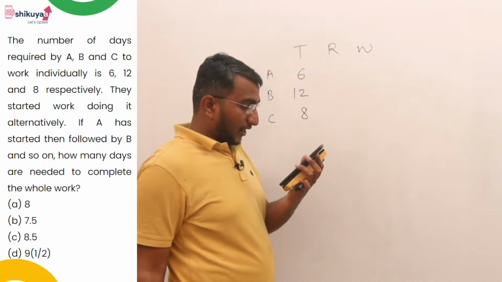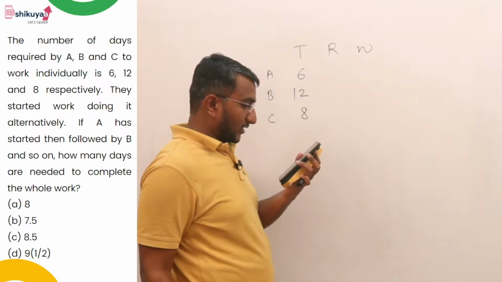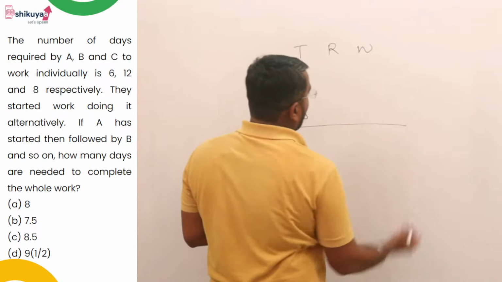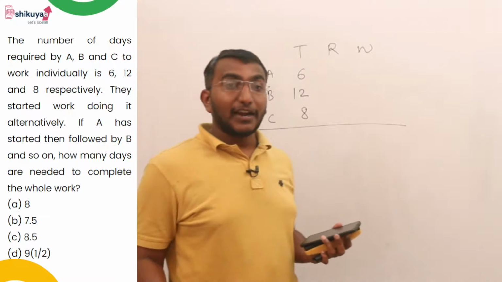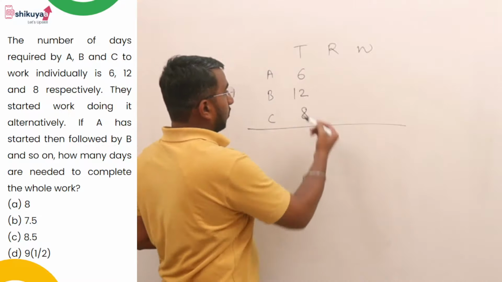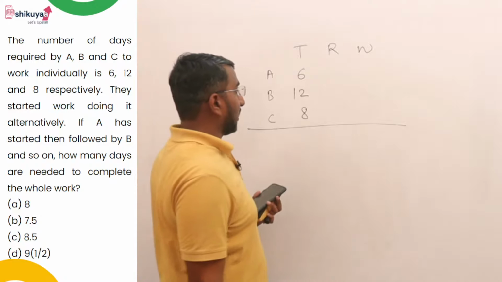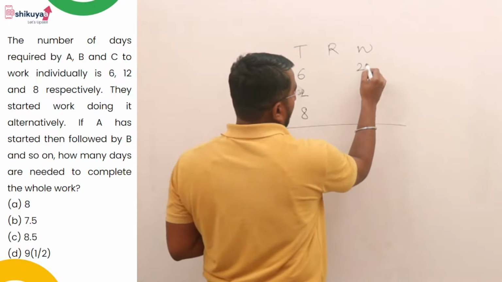Okay, they started work doing alternatively. If A has started, then they are followed by B. So what I have to do is just calculate their individual rates. So what is the LCM of these three numbers? The LCM is 24.